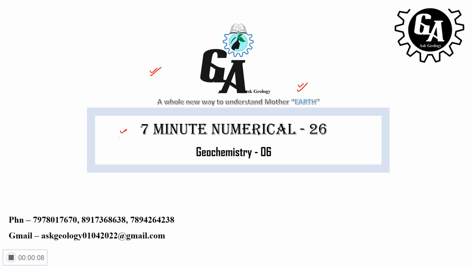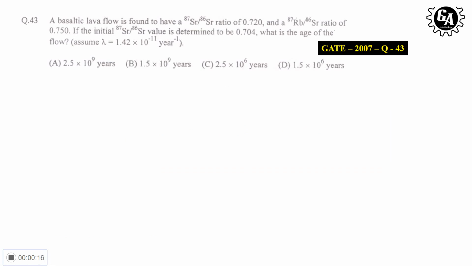In today's 7-minute numerical, we are going to discuss another geochemistry numerical, which is actually a GATE question, GATE 2007 question number 43. The question is: given that a basaltic lava flow is found to have a strontium 87 to strontium 86 ratio of 0.720 and the rubidium 87 to strontium 86 ratio of 0.750, if the initial strontium 87/86 value is determined to be 0.704, what is the age of the flow?